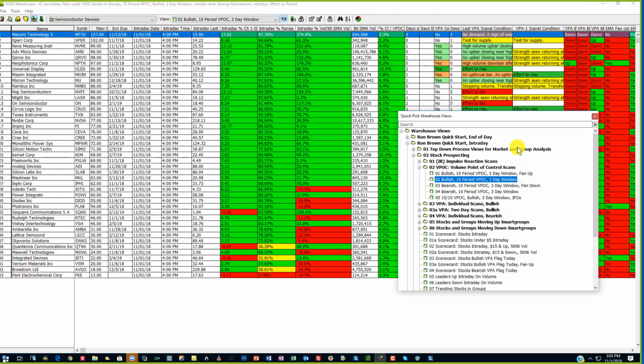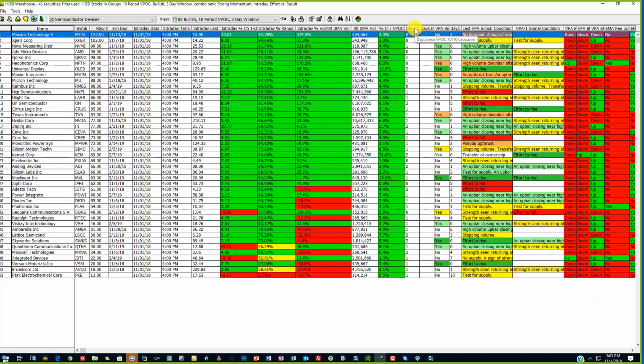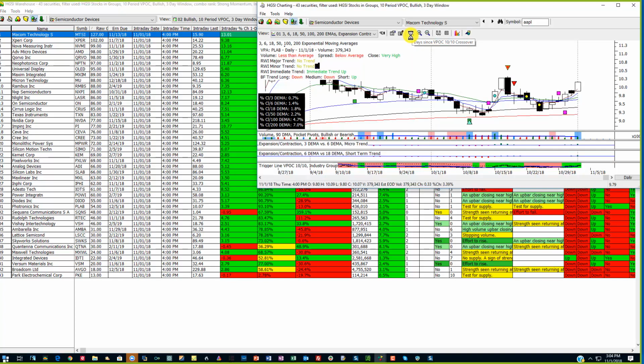But if I go down to the number 2 view, this is a 3-day window without the fan. This lets all of these semiconductor stocks appear. Now this column right here, first of all, when it's green, these are the stocks that are above their 10-day volume point of control. And you can see the days since they crossed over. 0 means that they crossed over yesterday.